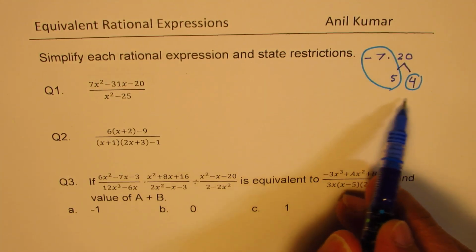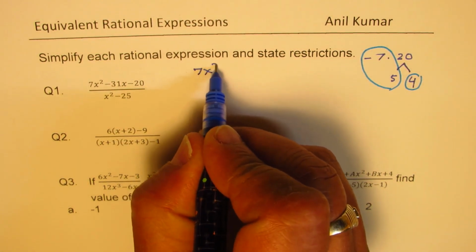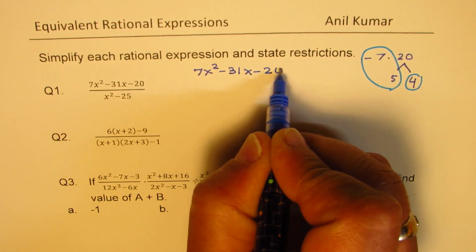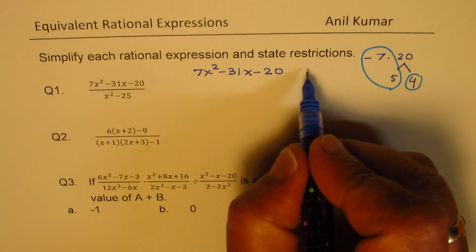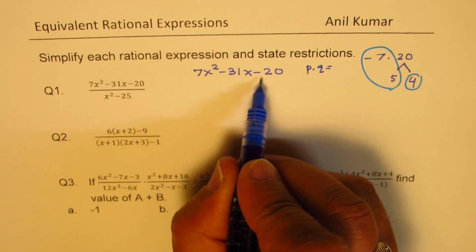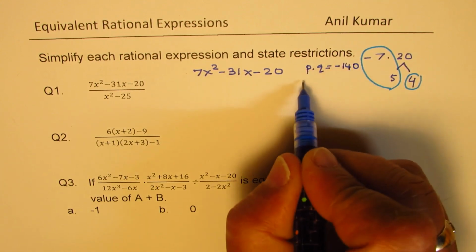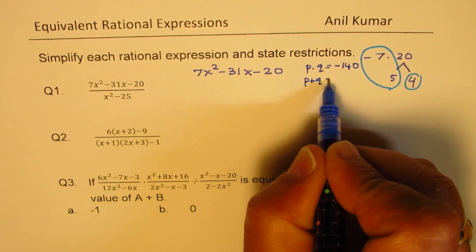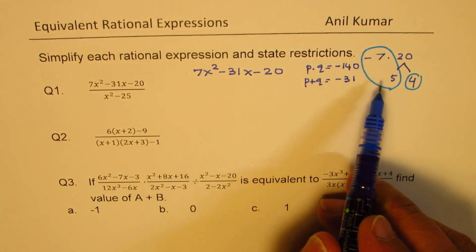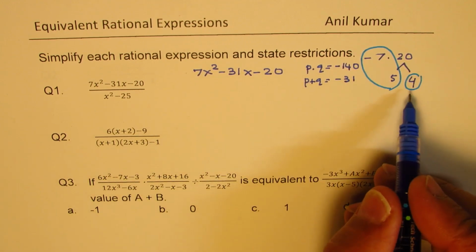So I hope you understand what I'm trying to do here. Let's factor numerator. So we have 7x squared minus 31x minus 20. We are looking for two numbers whose product should be equal to 7 times minus 20, right? So minus 140. And the sum should be equal to minus 31. So I just found that those numbers should be minus 35 and 4.